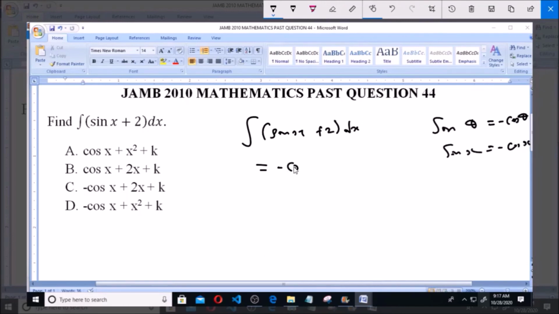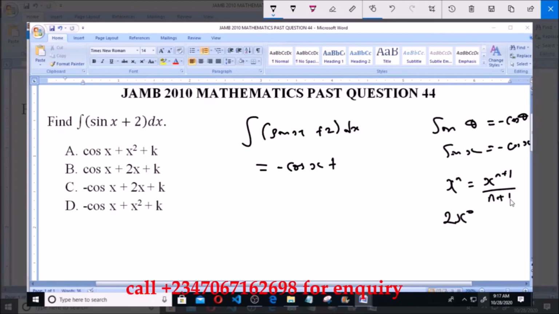So therefore we have minus cos x plus, now here we have 2. This 2 here simply means 2x raised to the power of 0. When we are doing integration, if we have x raised to the power of n, that will be equals to x raised to the power of n plus 1 all over n plus 1. So since this represents 2x raised to the power of 0, because x raised to the power of 0 is 1, which 2 times 1 will give us 2, this will now change to 2x raised to the power of 0 plus 1 all over 0 plus 1. So then we can now introduce the constant plus k.